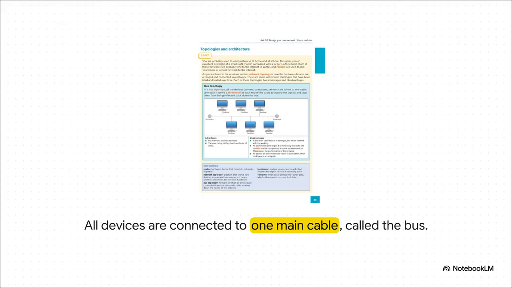A bus topology is just incredibly straightforward. It's literally one long main cable, that's the bus, and every single device on the network just taps right into it. Super simple, right? But that simplicity comes with a pretty big price.